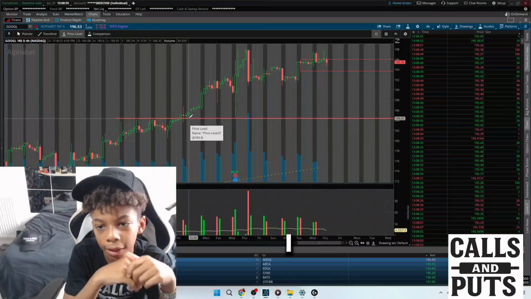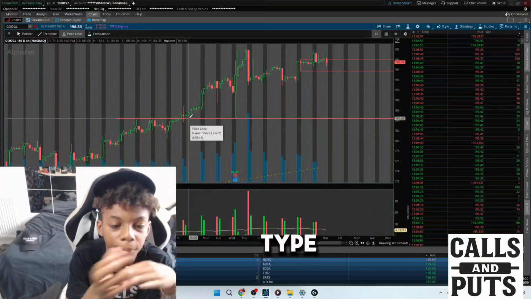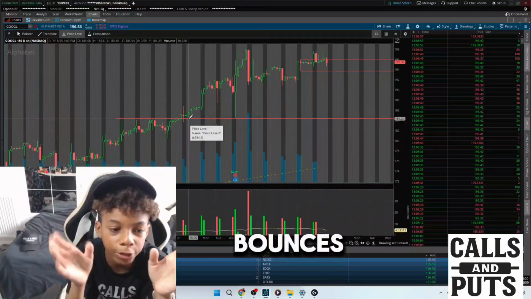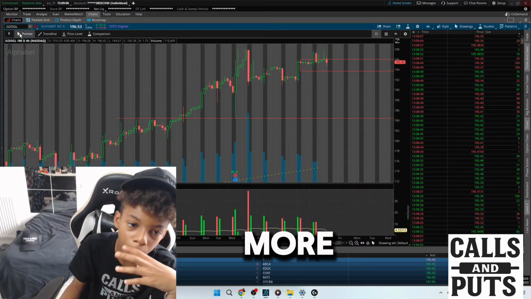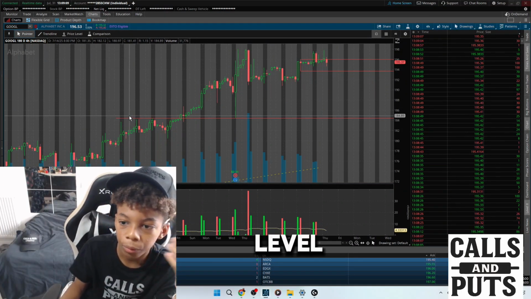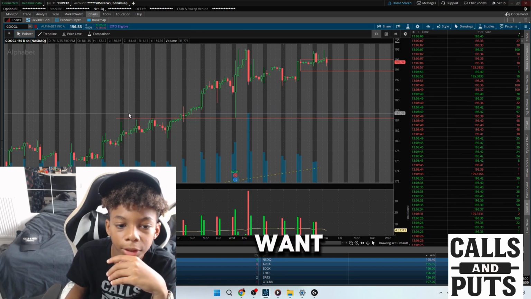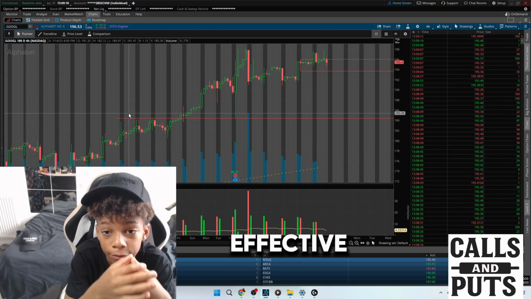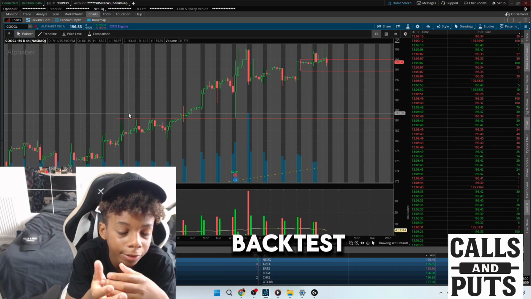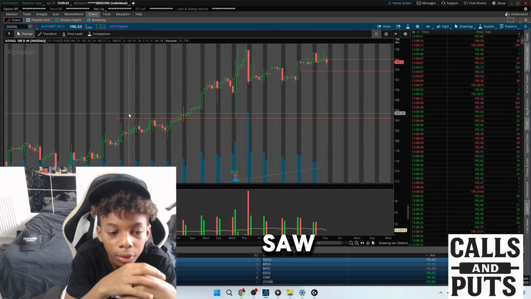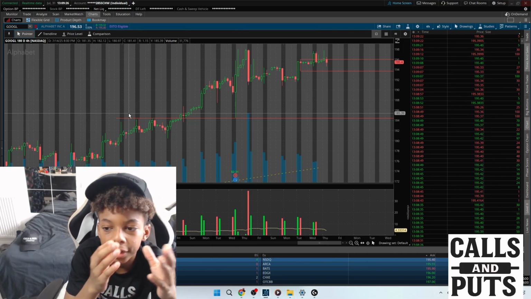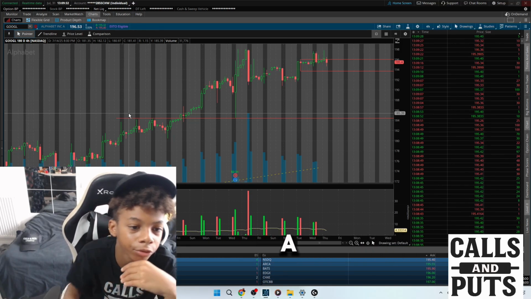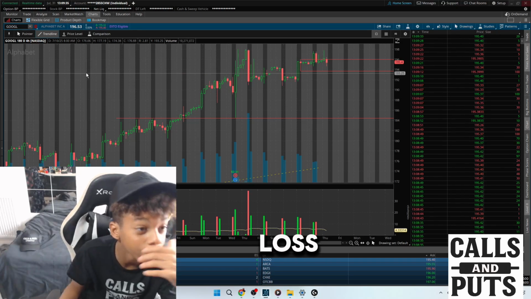But that's not just what I see. When I use this type of line, which is called a key level, and the price bounces off it twice or more, I want to find another level, called the psychological level, and I want the price to break out of it. Why? Range breakouts are more effective and more consistent. But when I backtested the strategy, I saw that key level breakouts would have to break out of the psychological level to be strong and not pull back to your stop loss.